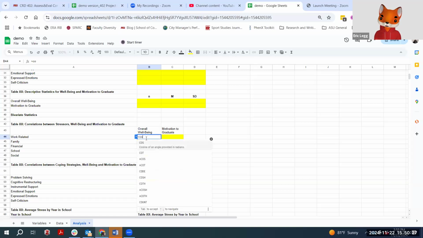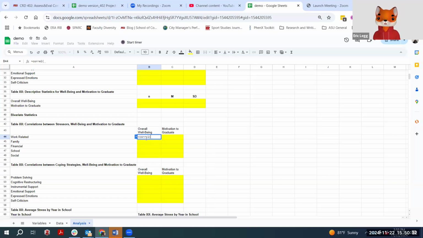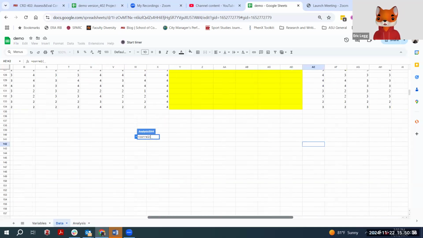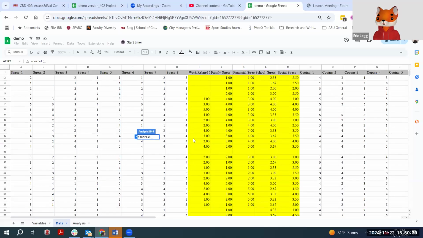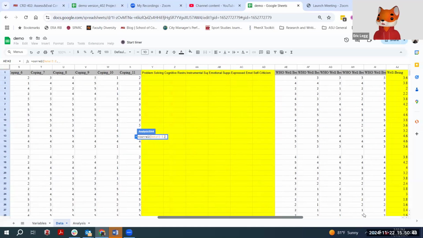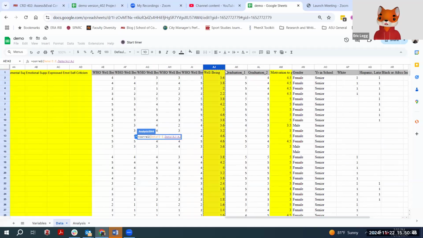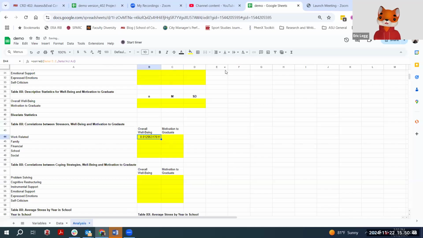Equals CORREL, just short for correlation, parentheses. I go to my data, find work-related stress, column I, comma, looking at overall well-being, I find that, column AJ, close my parentheses, piece of cake. Going to reduce the number of decimal places to 2. Basically zero correlation here between well-being and work stress. Interesting.